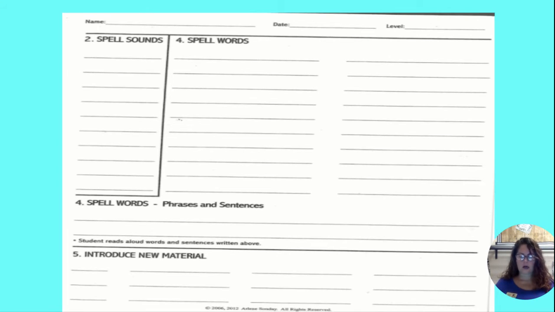Okay, so now we're on to the spell sound section of the lesson. So I will say a sound, and you'll write the letter that makes that sound in the spell sound section of your paper right here. If you see an error, you want them to kind of prompt their correction, okay?